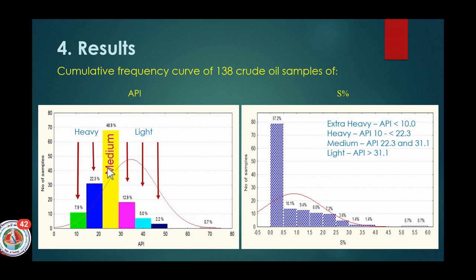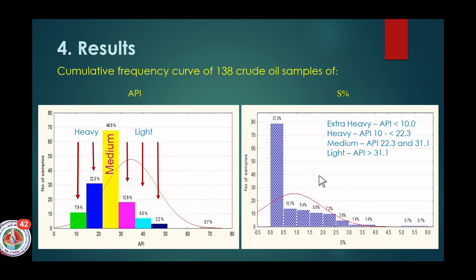Here we can see the longest bar, which is of half of the samples, 50%, is of medium crude oil, and these colors, green and yellow, green and blue, are of heavy crude oil, composing about 30%, and the light is represented by these three colors. They are composed of only 20%.